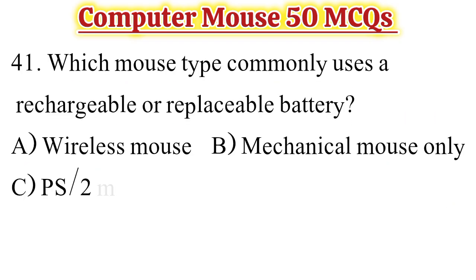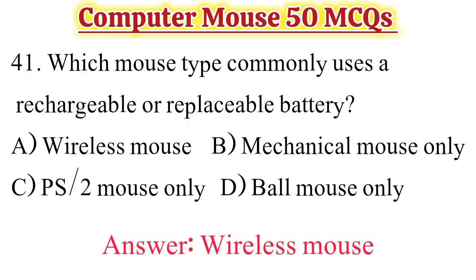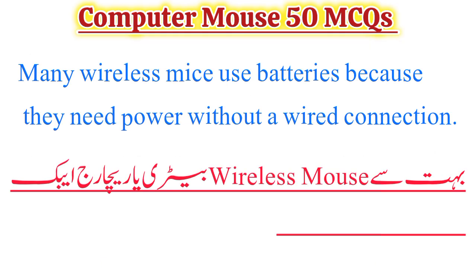41. Which mouse type commonly uses a rechargeable or replaceable battery? A. Wireless mouse. B. Mechanical mouse only. C. PS2 mouse only. D. Ball mouse only. Answer: A. Wireless mouse. Many wireless mice use batteries because they need power without a wired connection.